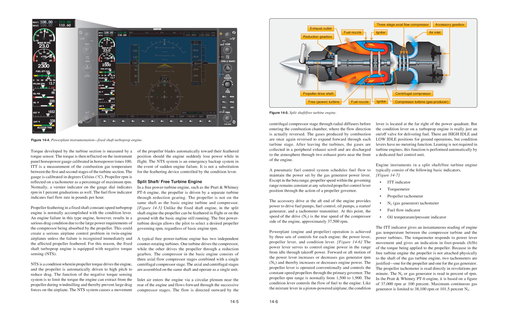Propeller feathering in a fixed shaft constant speed turboprop engine is normally accomplished with the condition lever. An engine failure in this type of engine, however, results in a serious drag condition due to the large power requirements of the compressor being absorbed by the propeller. This could create a serious airplane control problem in twin engine airplanes unless the failure is recognized immediately and the affected propeller feathered. For this reason, the fixed shaft turboprop engine is equipped with negative torque sensing, NTS.